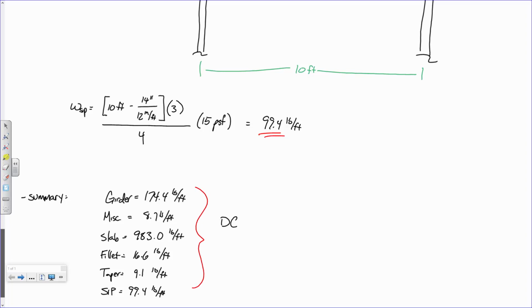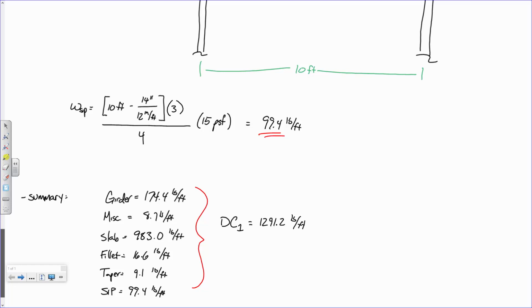what is DC1? $1291.2. Do I have a second on that? Okay, so 1291.2 pounds per foot. So this is the DC1 load.